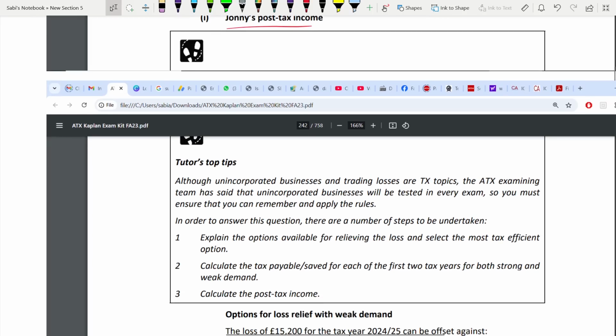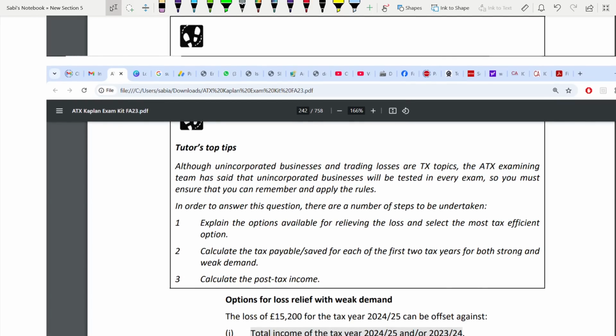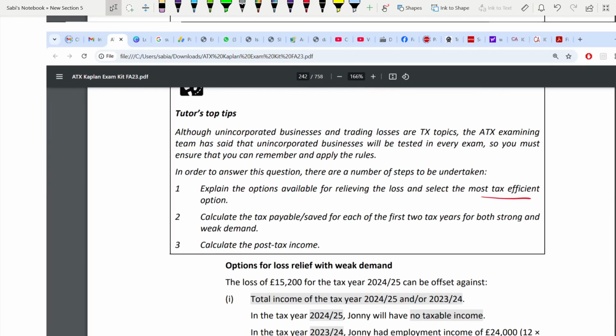Now, when we are giving options for relieving the loss, you have to select the most tax efficient, which reduces your tax. Why? Because the question did not specifically tell you which option: carry forward, carry back, terminal, which one, they didn't tell you. So choose the most tax efficient option. That means you have to calculate either tax payable, extra tax payable, or how much tax you have saved from these first 2 tax years. And once you calculate the correct tax, deduct that tax to get post-tax income. First we'll have to go through the options.